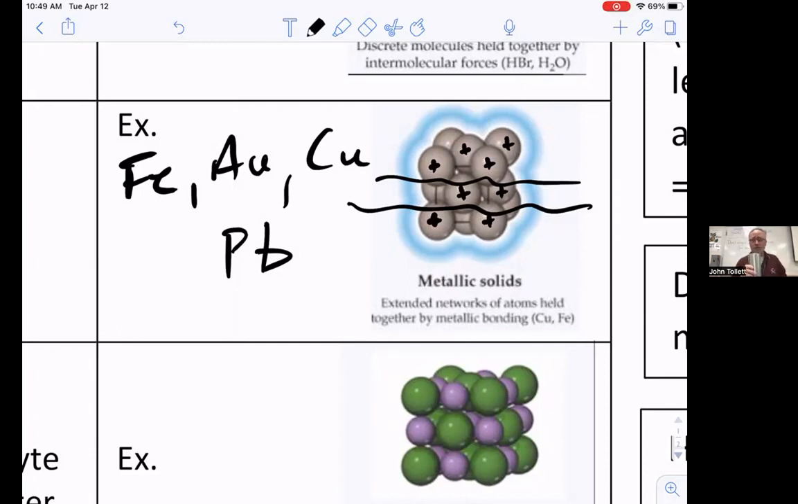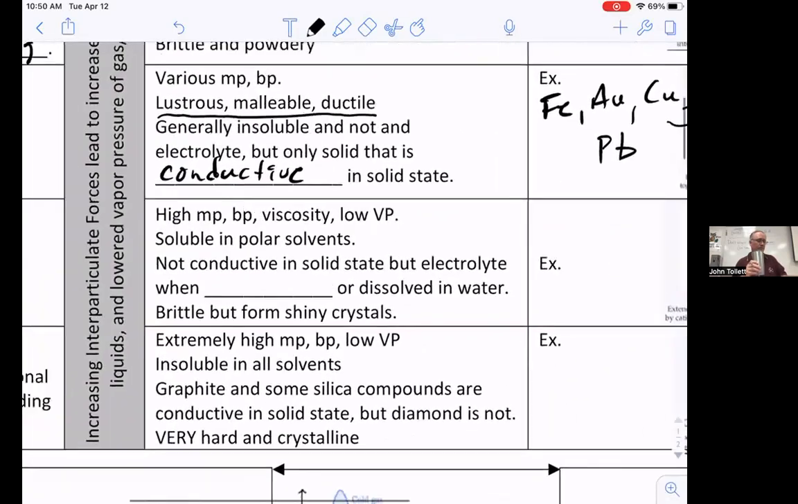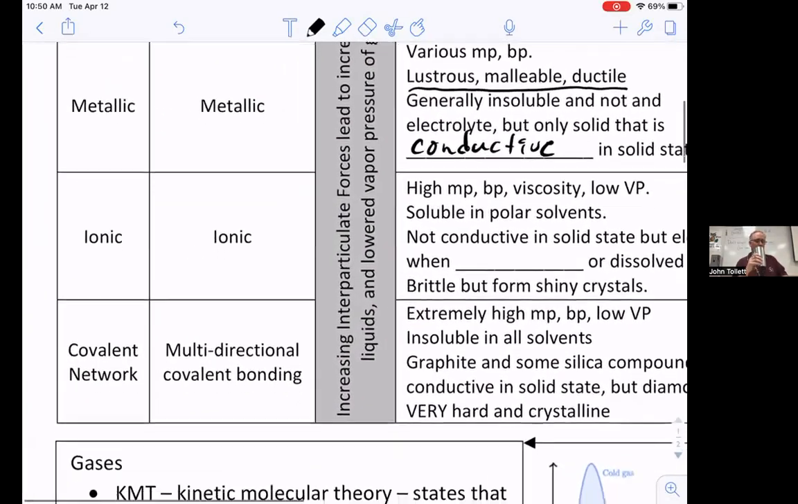There are better models to describe this, but they're not tested on the AP exam. The band model of molecular orbital theory is certainly better at describing what happens with these metals, but this is certainly sufficient for what we're doing. So next on the list is ionic.